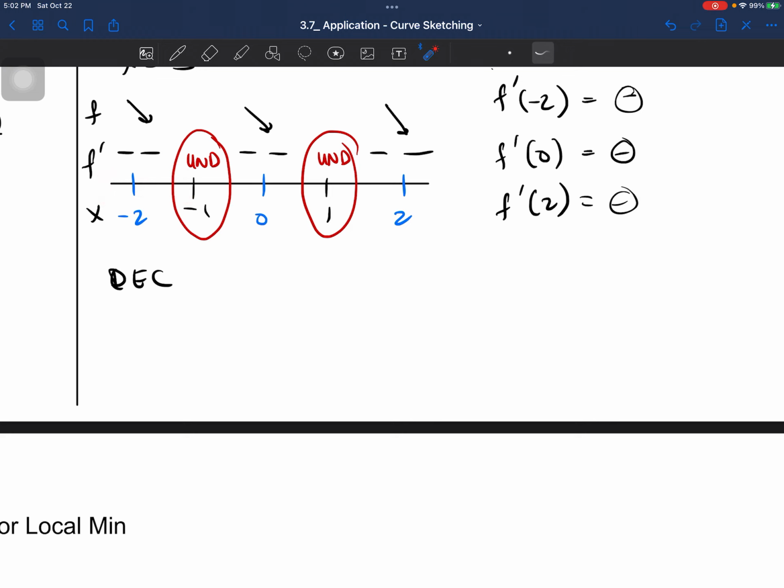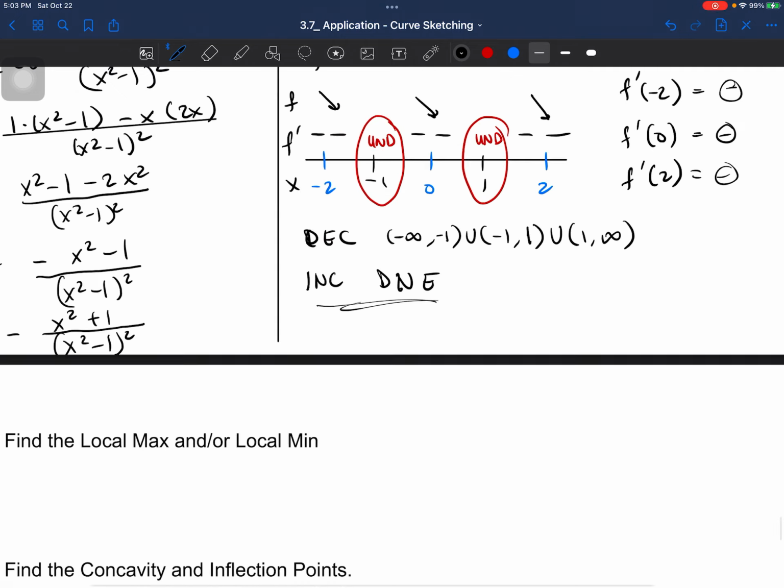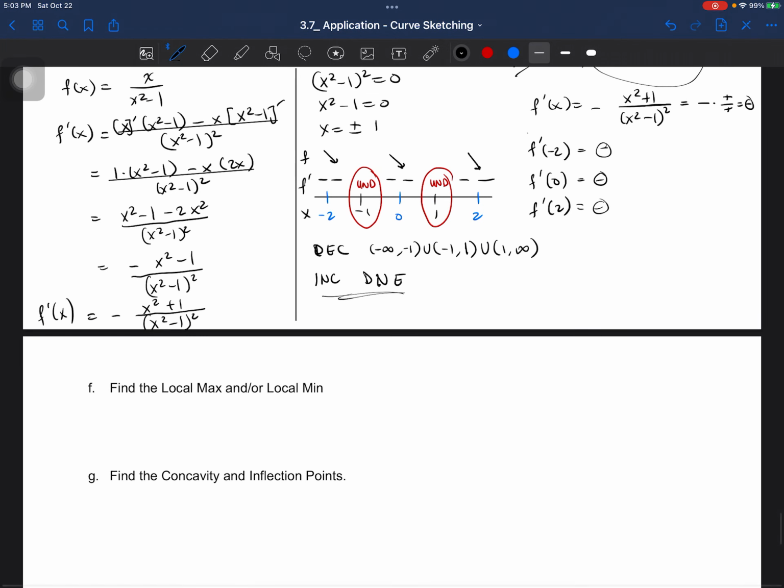So then we have that the function is decreasing from negative infinity all the way to negative 1, from negative 1 to 1, and from 1 to positive infinity. And then increasing does not exist. There you go. Okay, so I hope that one's helpful.